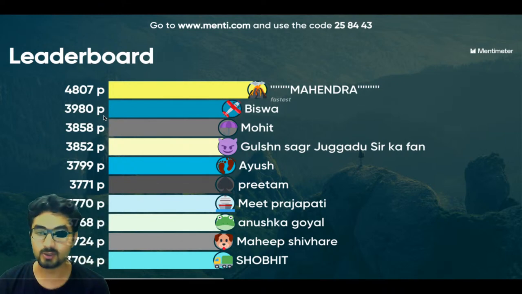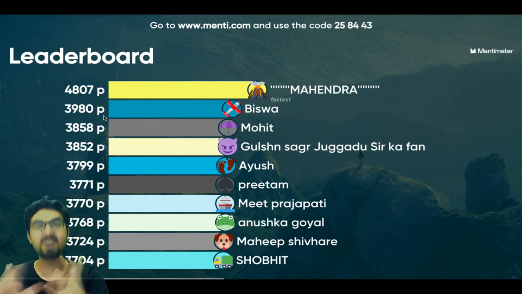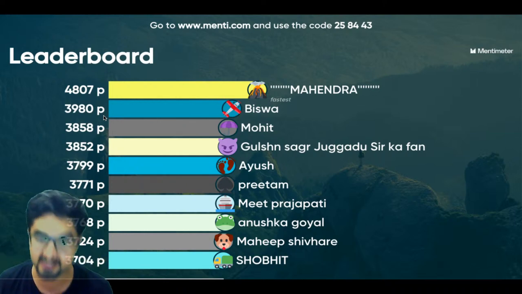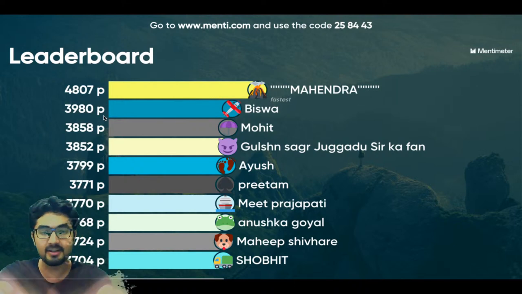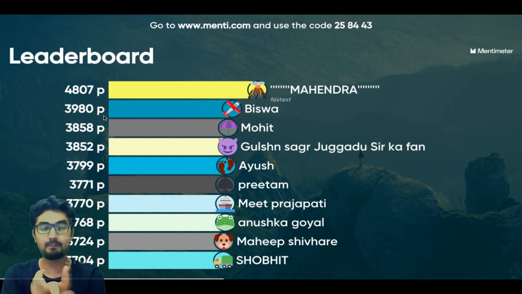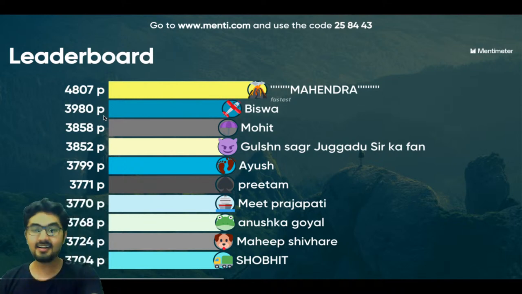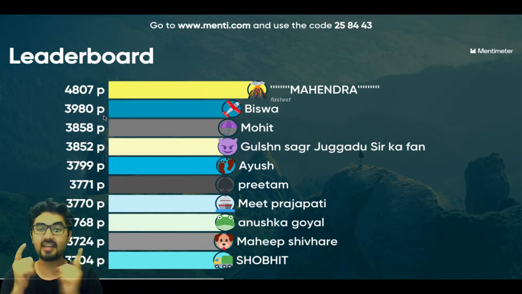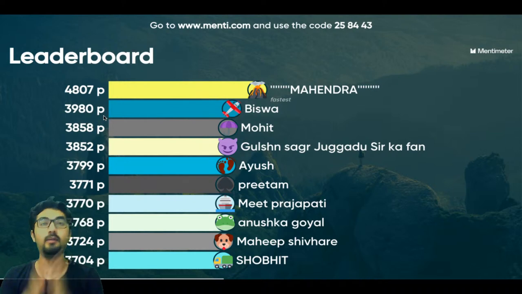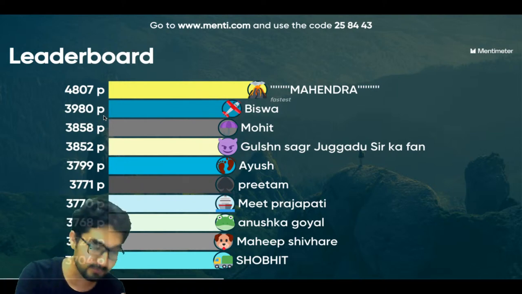Perfect. So the leaderboard: Mahindra is the fastest and the first. Rare combination, but good. Followed by Biswa, followed by Mohit. By the way, guys, I am recalling all of your names. Aapko maine plus par bhi dekha hai, aapko maine special classes mein bhi dekha hai, to ab to ek bond ban chuka hai. Right? And followed by Gulshan, aapka to apna saathi hai. Followed by Ayush, Preetam, Meet. Again Meet, I recognize you. Anushka, Mahdeep, Maheep and Sobil. All the familiar names, bahut badhiya lag raha hai.